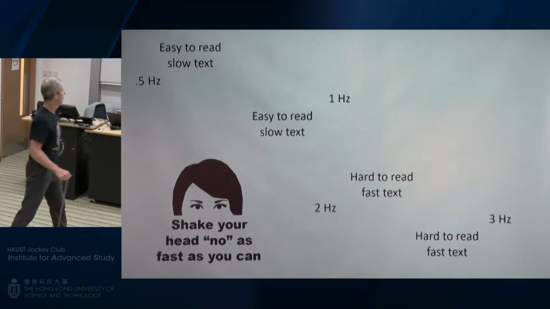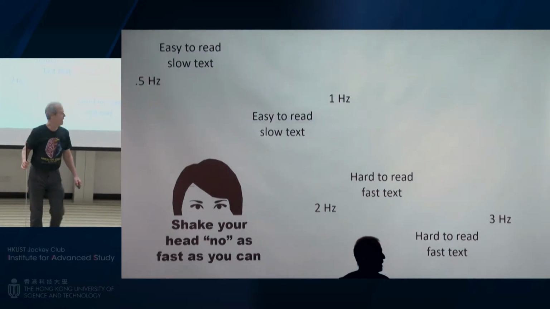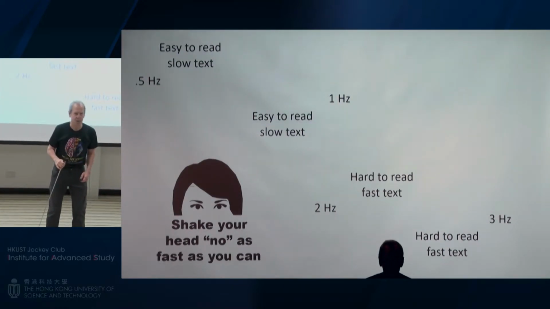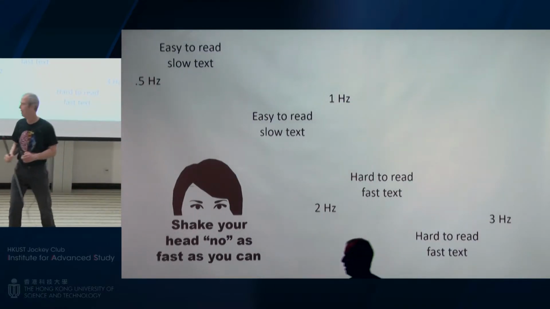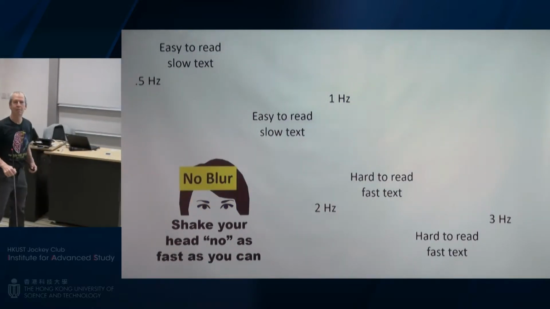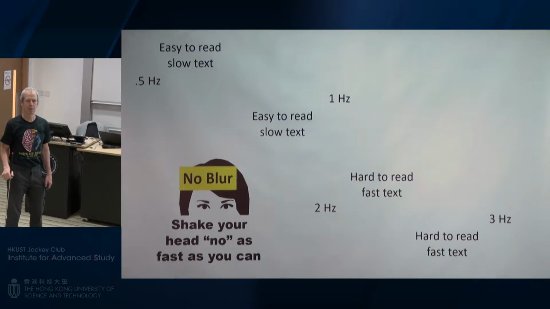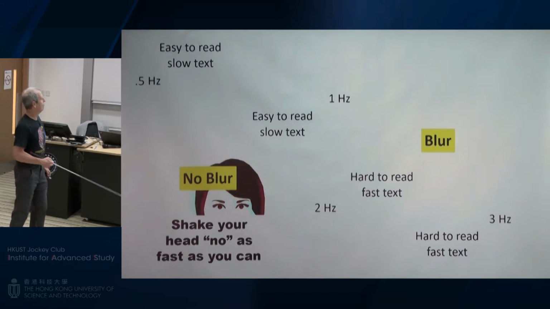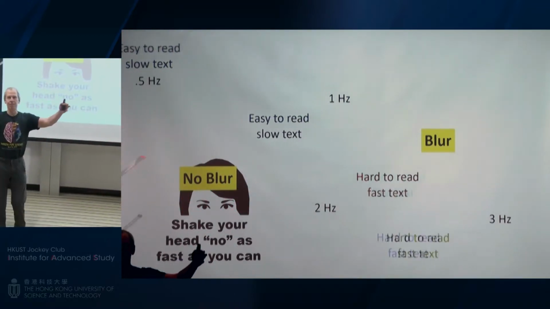Now we're going to do another experiment. I want you to shake your head no, like this. Not big, not like this, but small and fast as you can. So the point is we want to get the highest frequency possible, right? Like that. No blur, right? So no matter how hard you shake your head, if you have normal physiology, you can't make it blur. It's more like 10 hertz. So you get no blur and blur. And really different, really, really different.